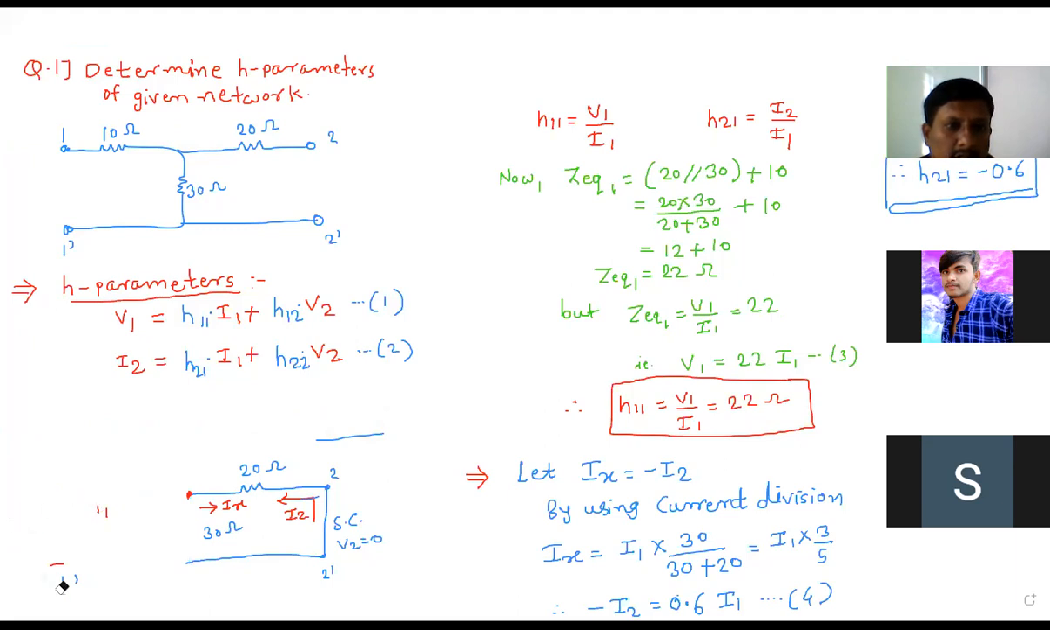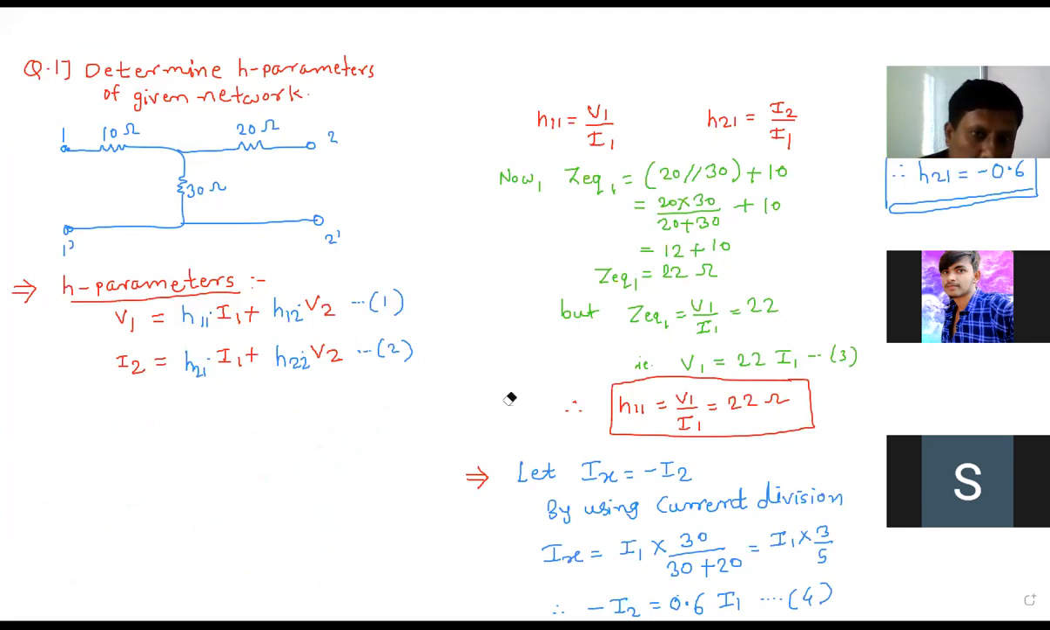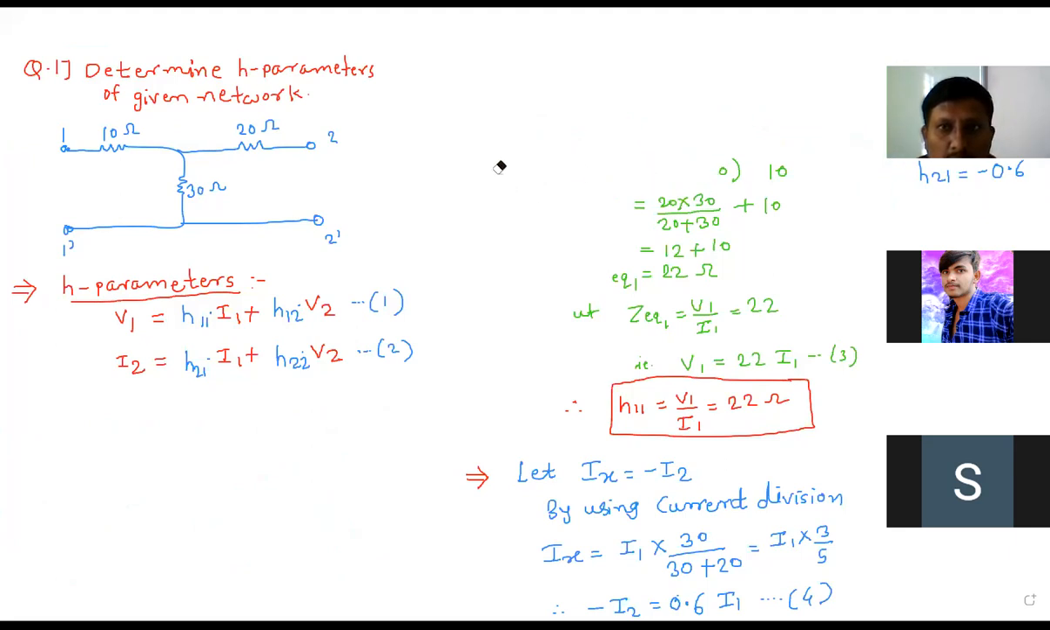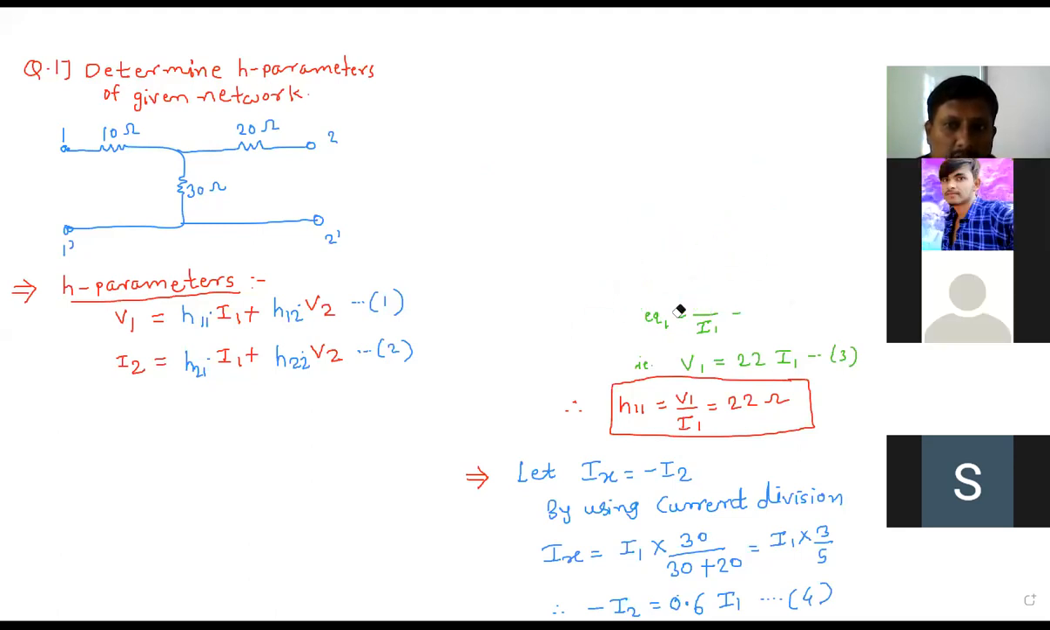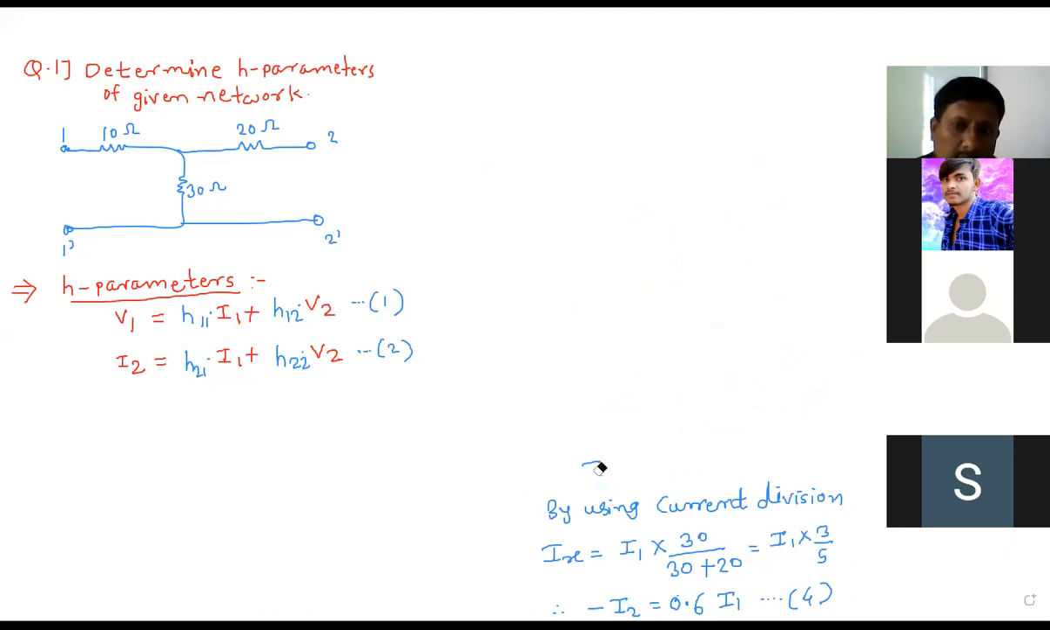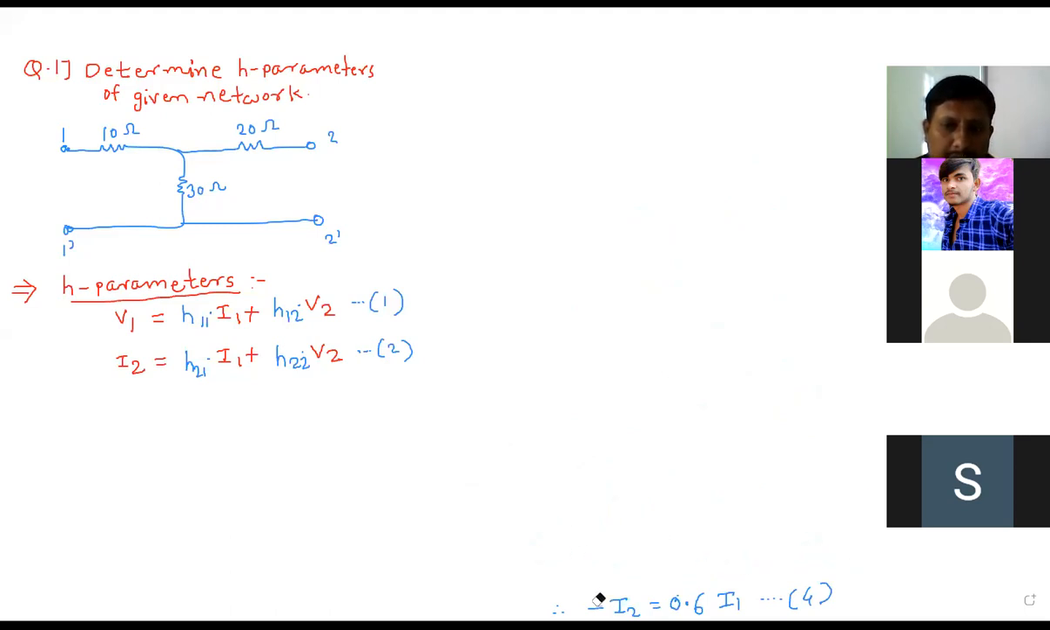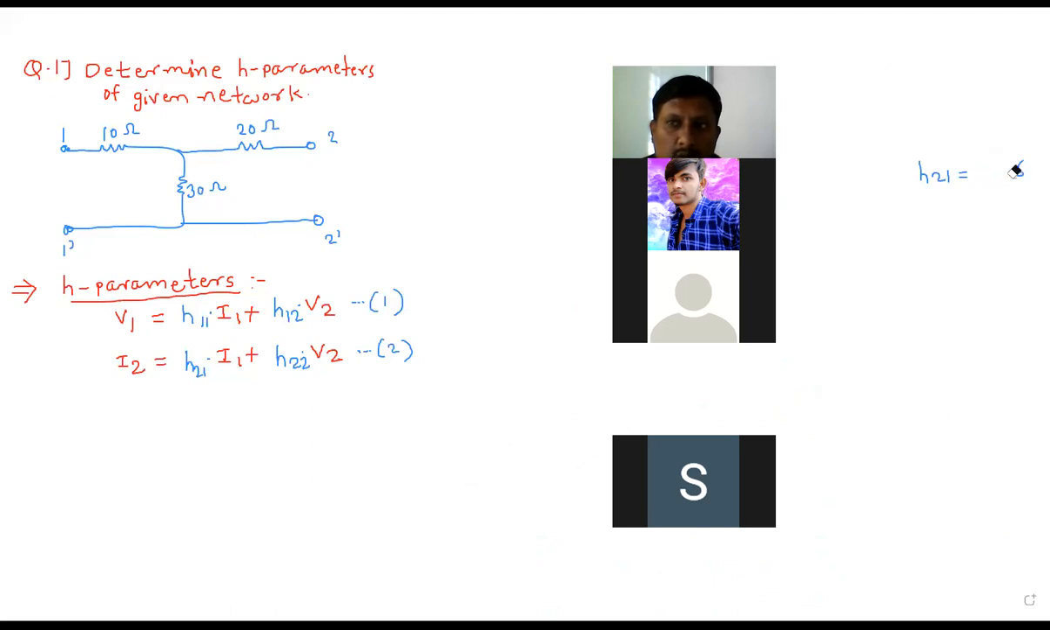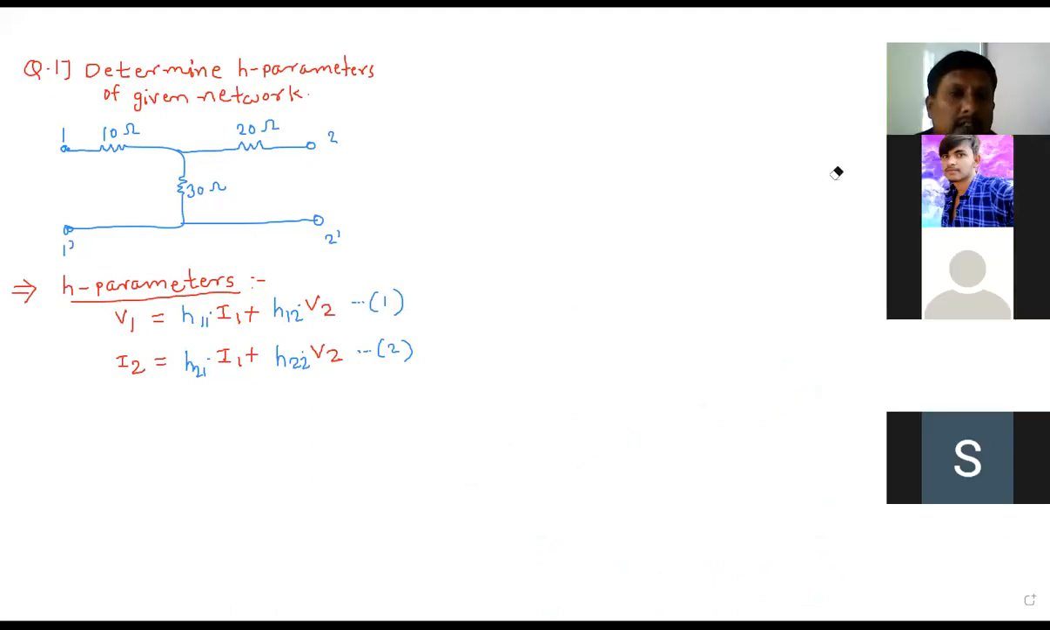So next part means what? Which condition will come now? When port 1 dash is open, I1 equal to 0. I1 equal to 0 means what? We have to make port 1 short or open? Open. Very good. So whenever current is 0, open. Whenever voltage is 0, short. If you remember just this much, you won't have any difficulty solving the problem. Many students have confusion about when to open and when to short. If voltage is 0, it is short, and if current is 0, it is open. That you can remember.